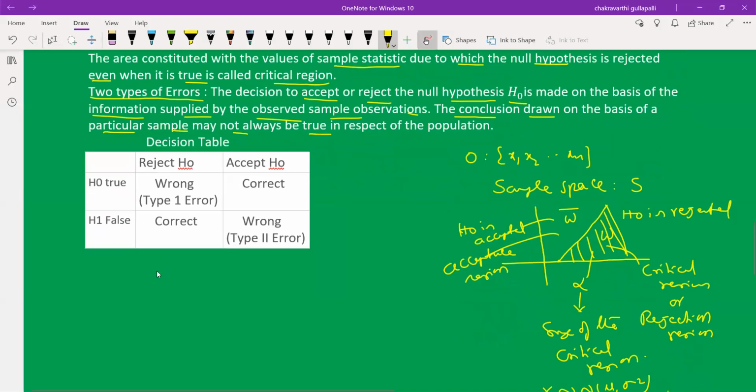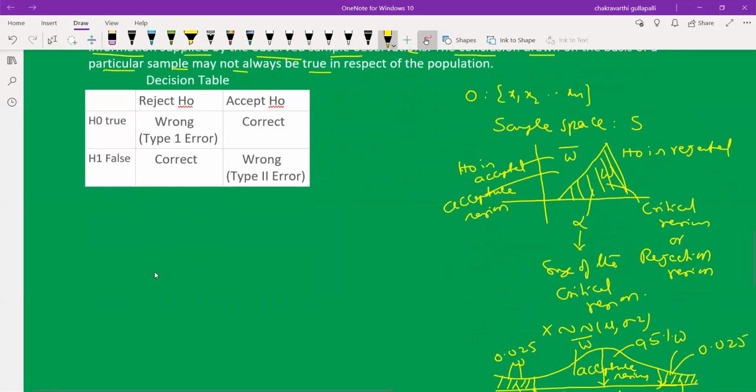So now the decision table. Based on this decision table, we can easily identify and write the type 1 error or type 2 error. So here, reject H0 when H0 is true is called type 1 error. Read it like this: reject H0 when H0 is true is called type 1 error.